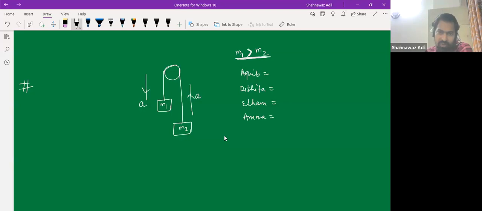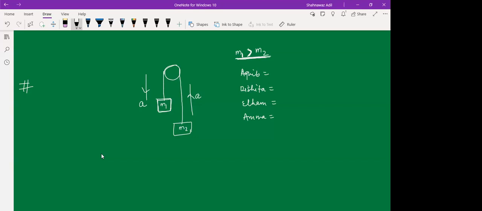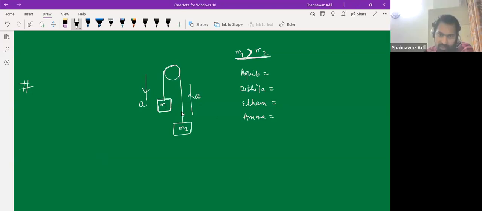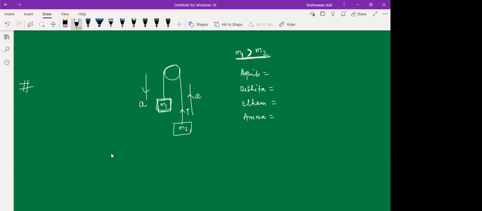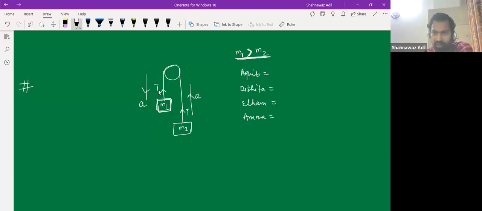Now, where would be the tension for this M1? Where would be the tension? Tension will be at M2, going up. So for M2 the tension is up, and for M1 where is the tension? It should also be up.